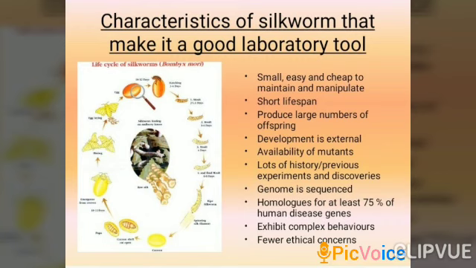It has a short lifespan. It produces a large number of offspring. Its development is external. It has the availability of mutants. It has lots of history, previous experiments and discoveries. Its genome is sequenced. It has homologs for at least 75% of human disease genes. It exhibits complex behaviors. It has fewer ethical concerns.